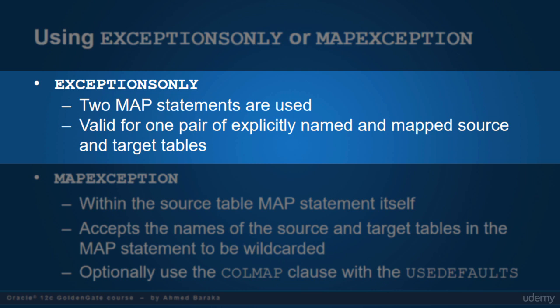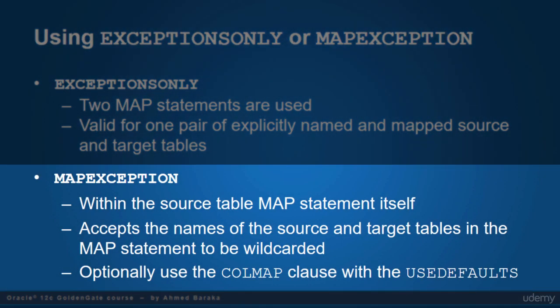This option is valid for one pair of explicitly named and mapped source and target tables. In other words, wildcard symbols are not used to define the tables. The MAPEXCEPTION clause is used in the regular map statement, the same one where you map the source tables to the target tables. The MAPEXCEPTION option accepts the names of the source and target tables in the map statement to be wildcarded. Replicat maps all operations that generate errors from all of the wildcarded tables to the same exceptions table. Therefore, the exceptions table should have all of the columns in all of the wildcarded tables.